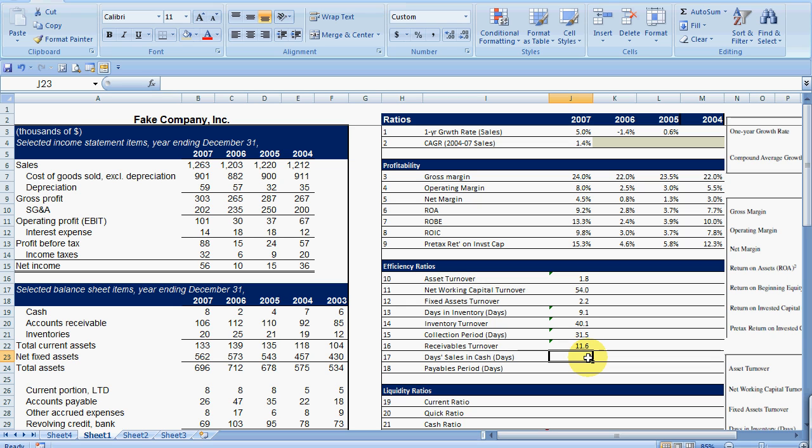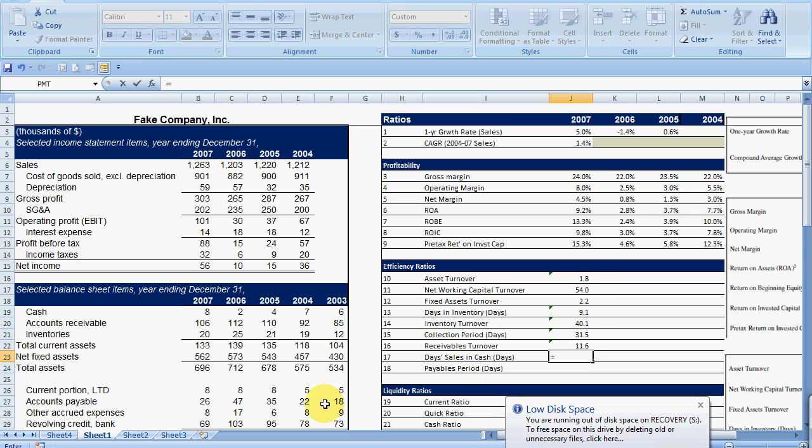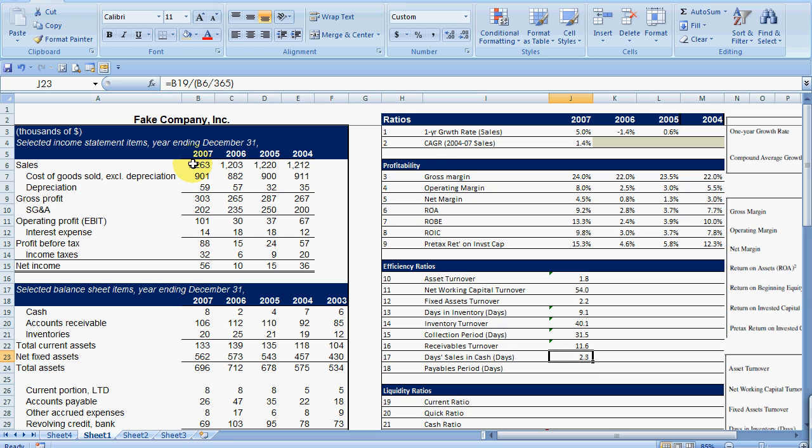Days sales in cash. This one's going to be really important later on, and it's going to tell us basically how much cash do we have on hand for every day of sale, right? So let's look at that. You can look at it as cash plus securities. Here we don't have any securities, so we're just saying cash, and we divide that by our daily sales, right? So sales divided by 365, and that tells us that we have about 2.3 days worth of sales of cash on hand in general. And that will be really important when we start forecasting how much cash we need to have in the future based on the amount of sales that we have.